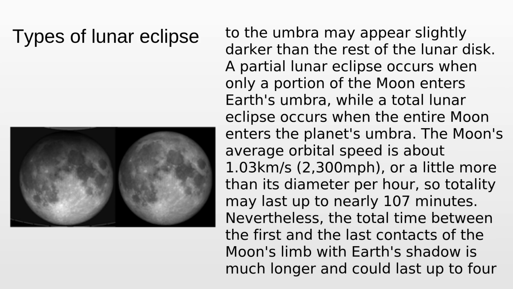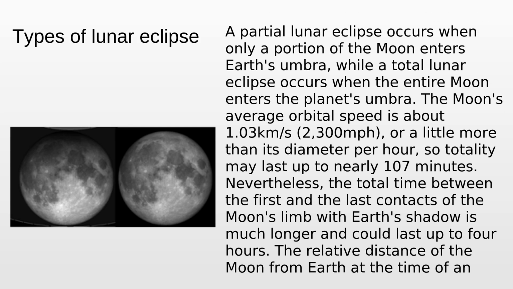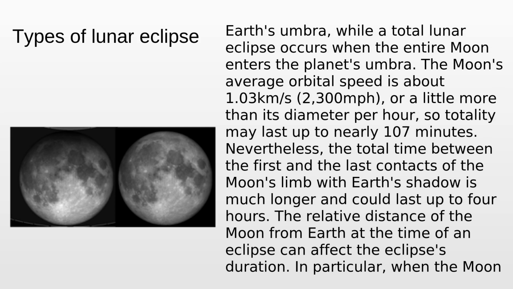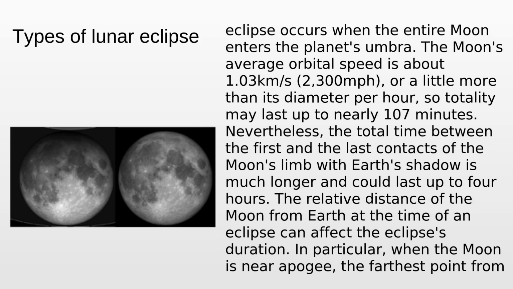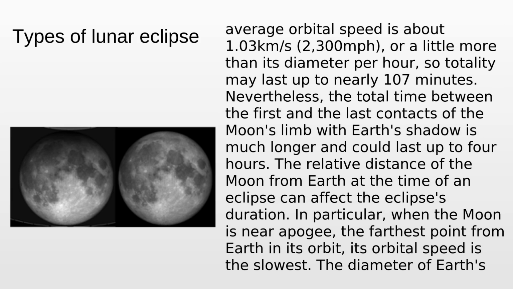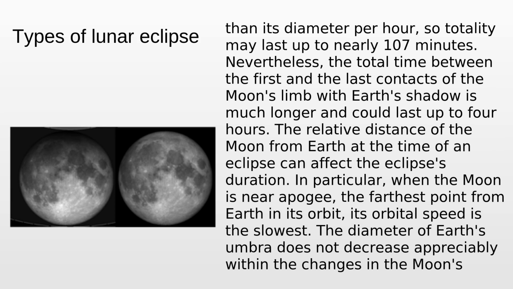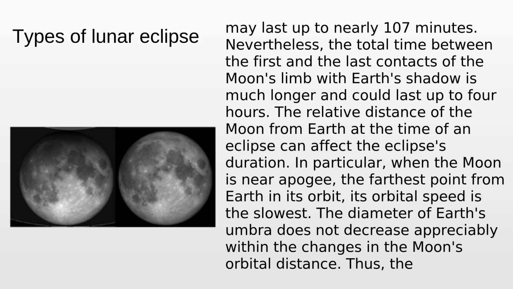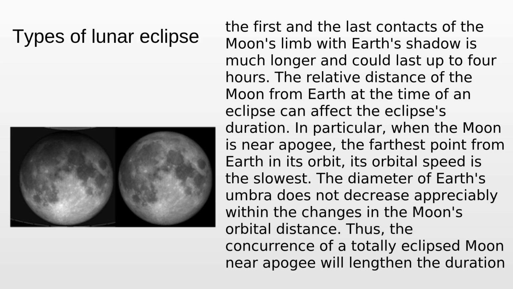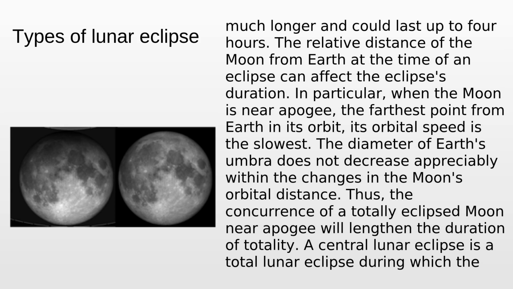A partial lunar eclipse occurs when only a portion of the Moon enters Earth's umbra, while a total lunar eclipse occurs when the entire Moon enters the planet's umbra. The Moon's average orbital speed is about 1.03 kilometers per second, 2,300 miles per hour, or a little more than its diameter per hour, so totality may last up to nearly 107 minutes. Nevertheless, the total time between the first and the last contacts of the Moon's limb with Earth's shadow is much longer and could last up to 4 hours.